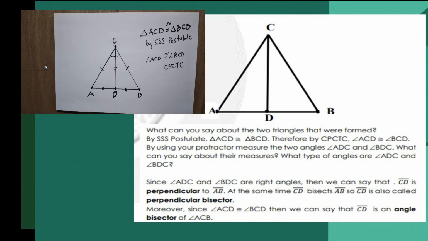Moreover, since angle ACD is congruent to angle BCD, then segment CD is an angle bisector of angle ACB. So, in this figure, we constructed a perpendicular bisector and, at the same time, an angle bisector, and that is segment CD.